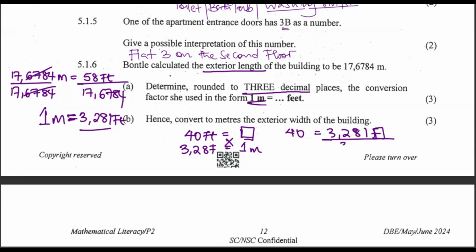Sorry, feet that I'm missing. So we divide through by 3.281. This goes with that. So 40 divided by 3.281, we shall end up having 12.1 meters.